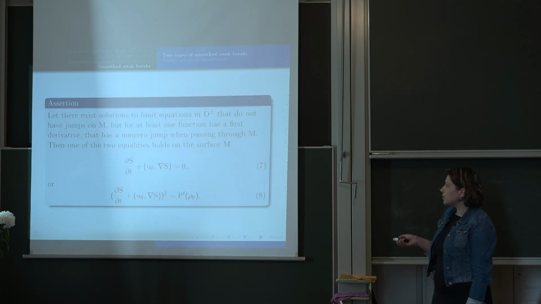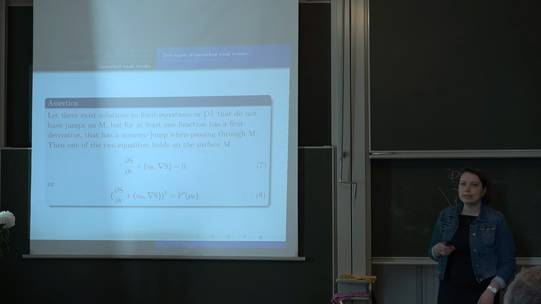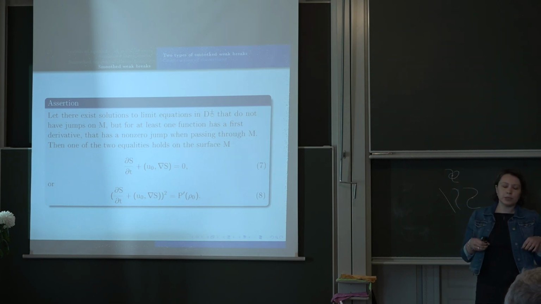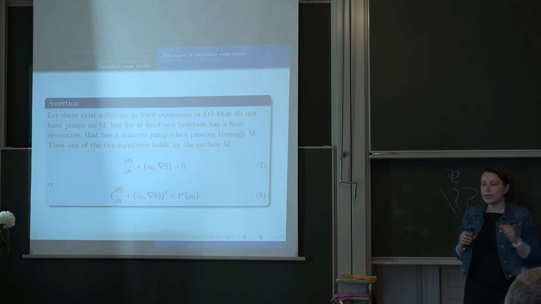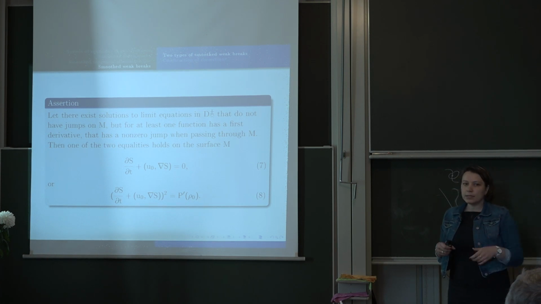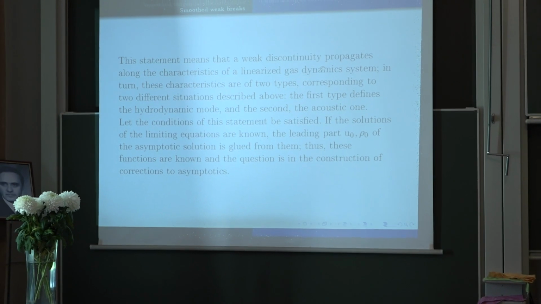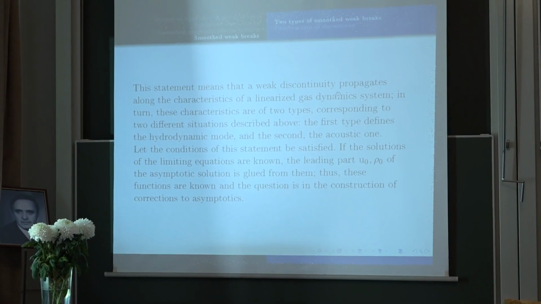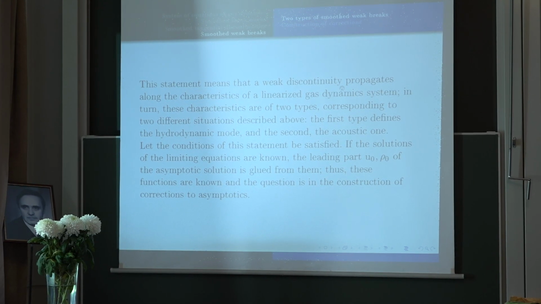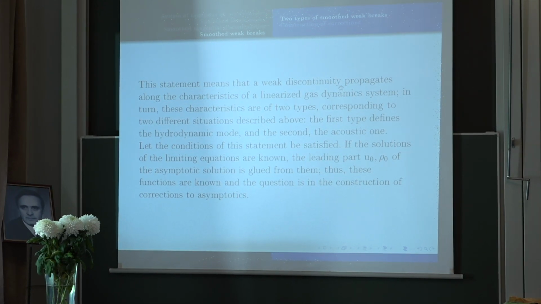So this statement means that our weak discontinuity propagates along the characteristics of our linearized system of gas dynamics. And it has two types, hydrodynamic and acoustic. And if we solve for our limiting fields, we can glue from these fields U plus minus the leading part of our asymptotics. So we have the leading part of our asymptotics, and we study the corrections for these asymptotics.